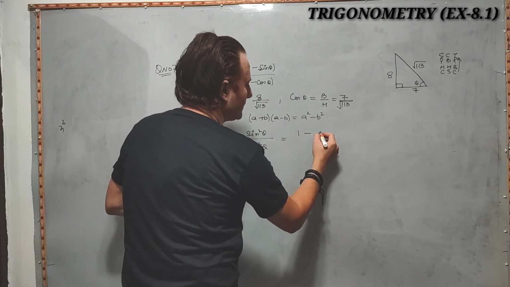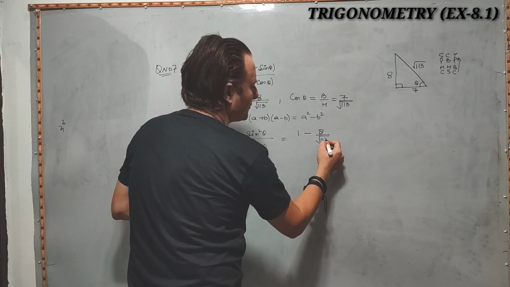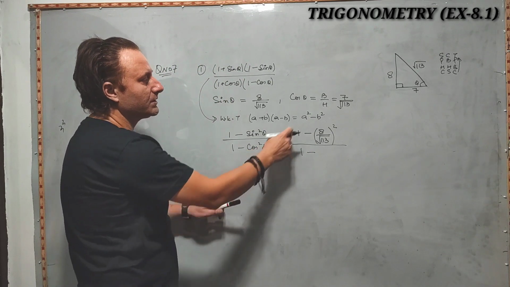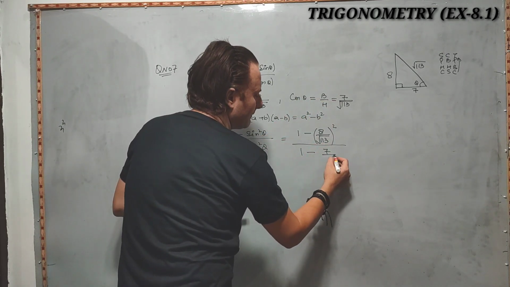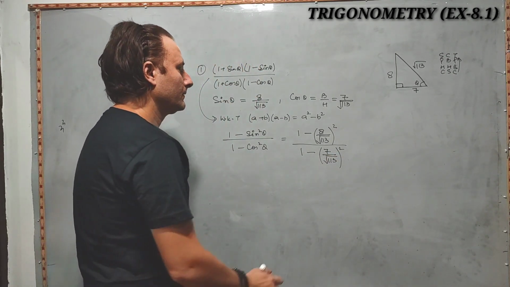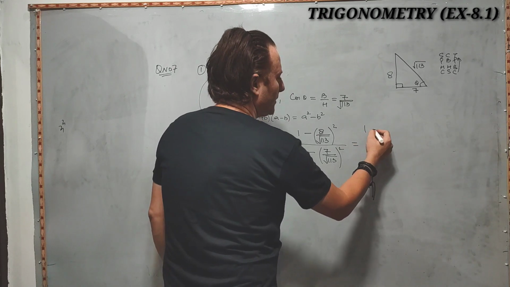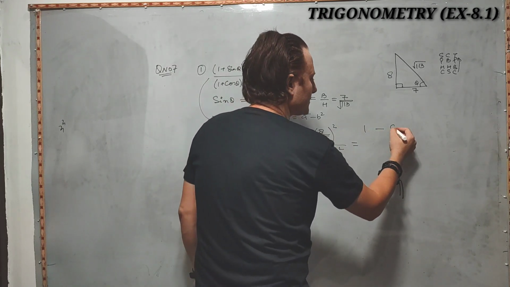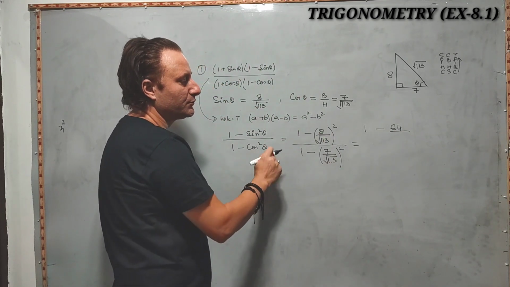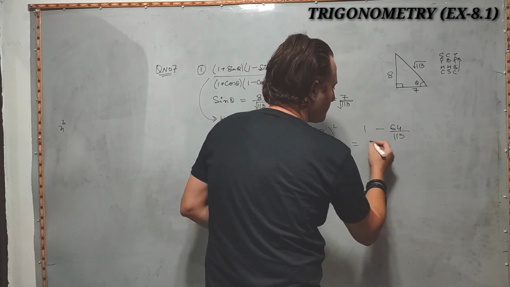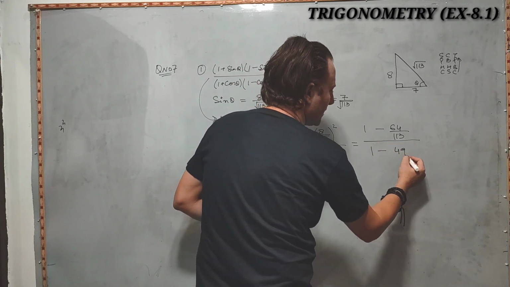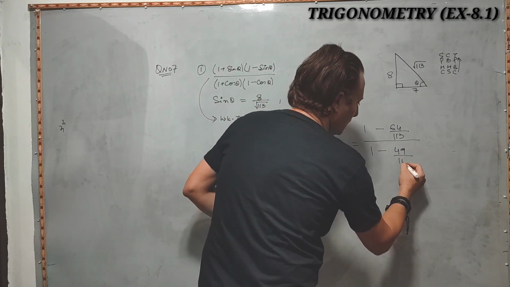Now 1 minus sine theta square. We have the value of sine theta, that is 8 upon under root 113, but there is a square. Whole divided by 1 minus cos theta square, so cos theta is 7 upon under root 113, and we have a square here as well. Now it is 1 minus 8 multiplied by 8 is 64 upon under root 113 whole square, so square and under root gone, we have 113. Similarly here, 1 minus 7 multiplied by 7 is 49 upon 113, square and under root gone.